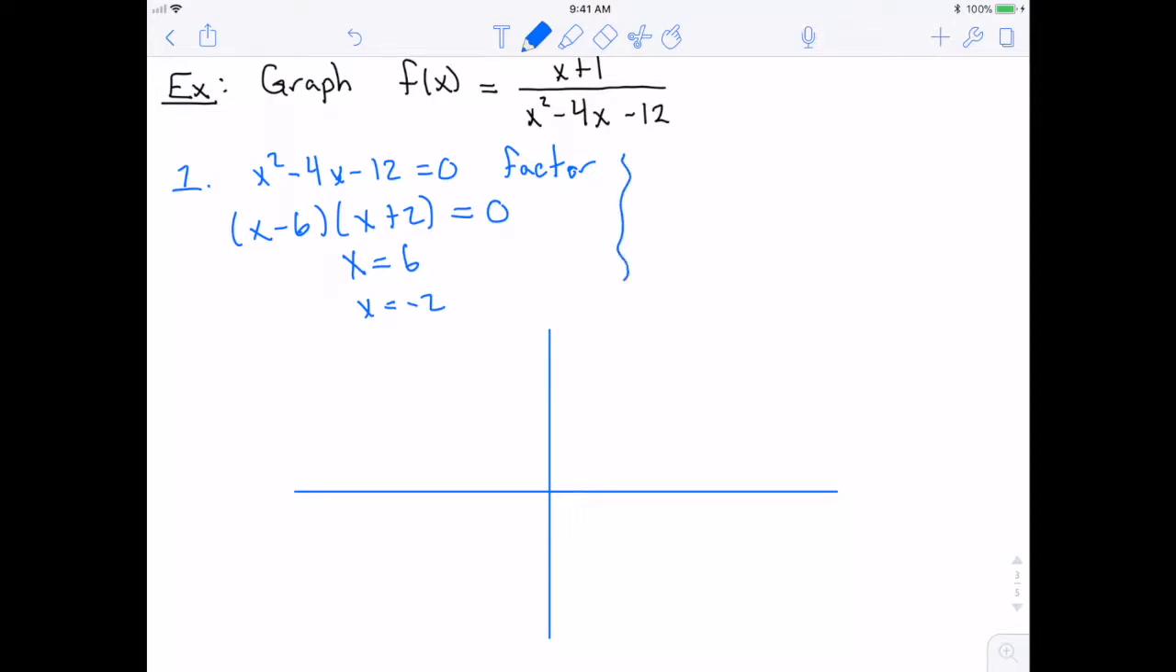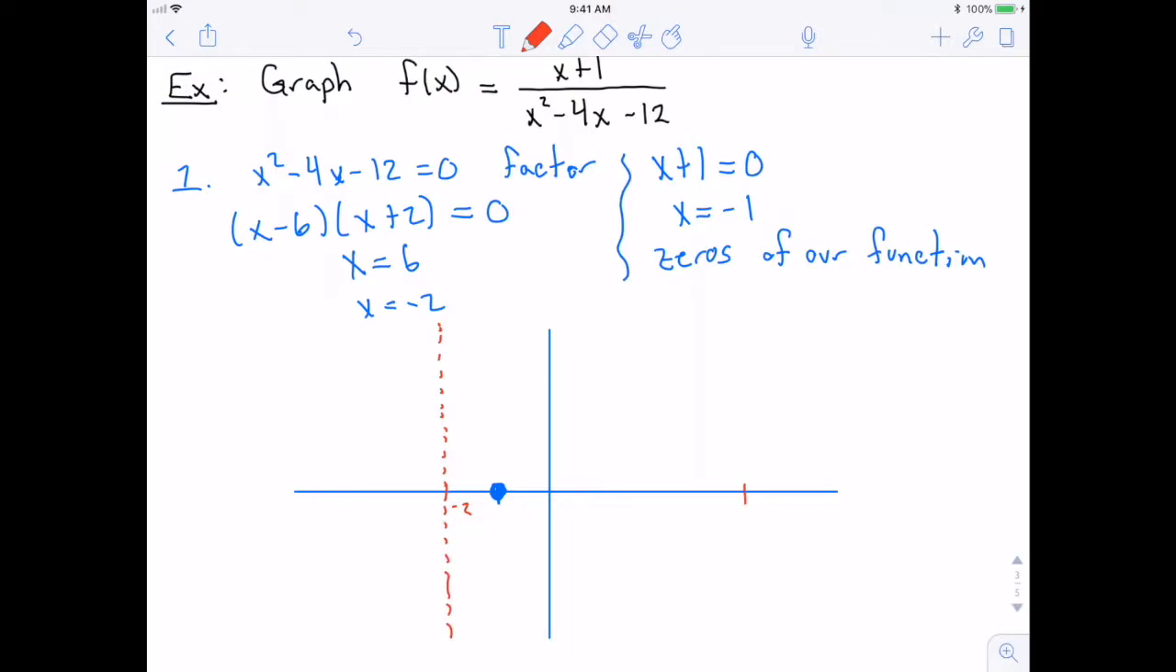And quickly, maybe we can note, if we set the numerator equal to 0 and solve for that, this will give us the zeros of our function. And it also helps us graph, since now we can say, okay, at -1 here, we're going to have to hit the x-axis. And at -2, we're going to have a brick wall. And at +6, we're going to have another brick wall. Okay, so what does it look like in the middle here? Well, the only real way we can tell is by grabbing points that are close to our vertical asymptotes and plugging them in.